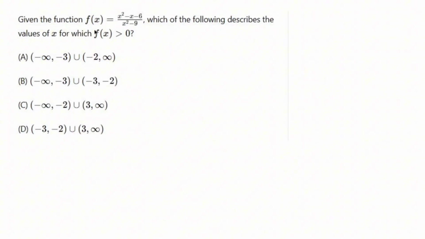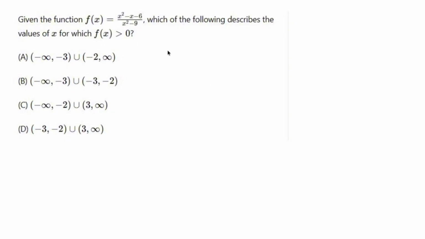Given the function f of x equals x squared minus x minus 6, which of the following describes the values of x for which f of x is greater than 0? Ugh. So this is what we have to do here. We have a lot going on. We have to find zeros, we have to find holes, and we have to find vertical asymptotes. Not only should we do that, we need to find the end behavior of what's going on here, and we really should find out what the y-intercept is. So let's leave that looking like that because I'm going to come back and reference this in a minute.